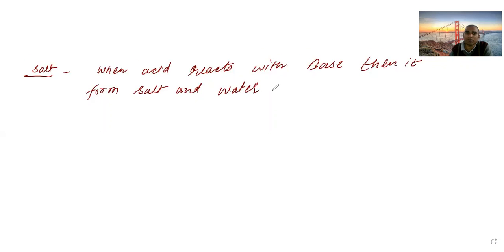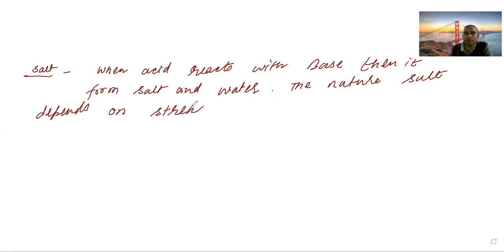The nature of salt. One statement I missed. The nature of salt depends on the strength of acids and base. So the nature of salt is going to depend on the strength of acids and base. So it can be acidic salt, basic salt, neutral salt, anything.